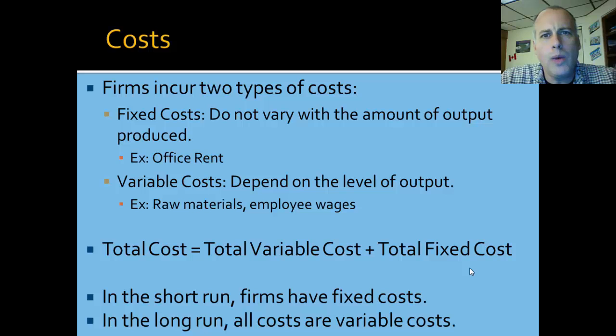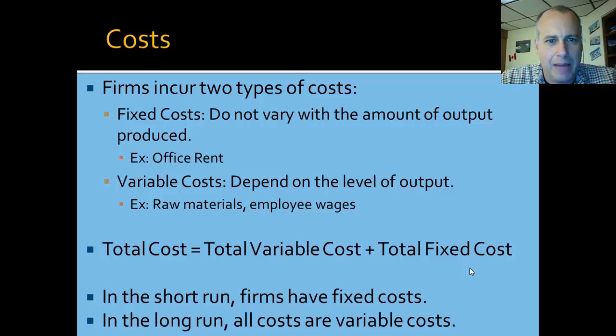Now, one way to think about costs is to split them into fixed and variable costs. Fixed costs are the ones that don't vary with the amount of output. So if I have an office building, the rent I pay on my office space doesn't vary regardless of how much output I produce. The rent is some fixed amount. Variable costs, on the other hand, depend on the level of output.